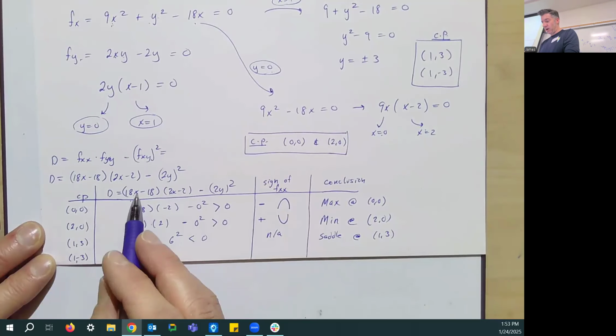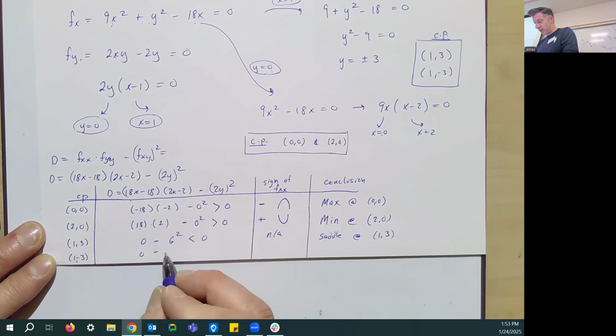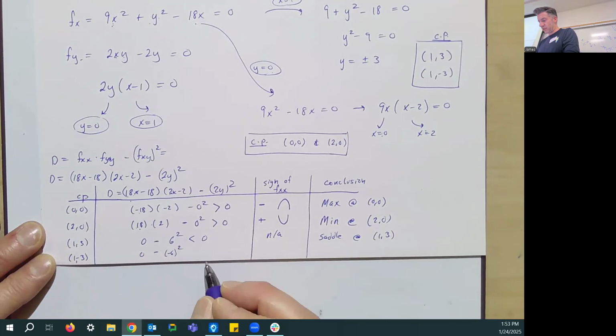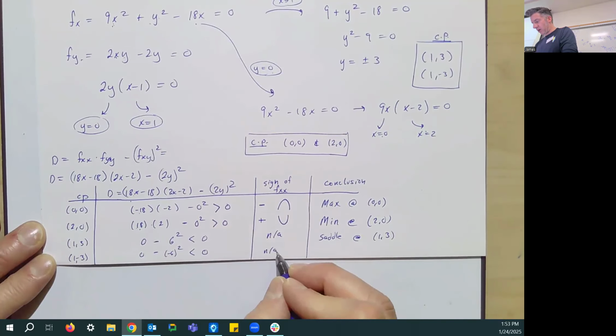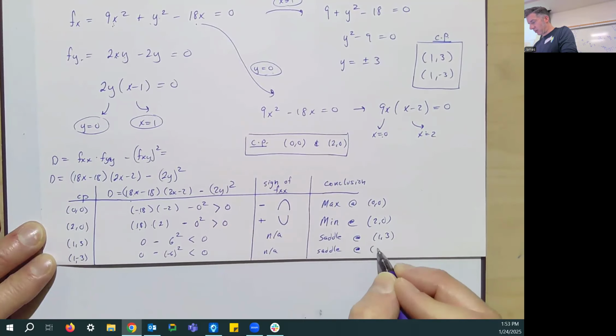Because again, if x is 1, we get 0 for that first part there. If y is negative 3, we get negative 6 squared, which is still 0 minus 36, which is negative. The sign doesn't matter here, and we get another saddle at 1 comma negative 3.